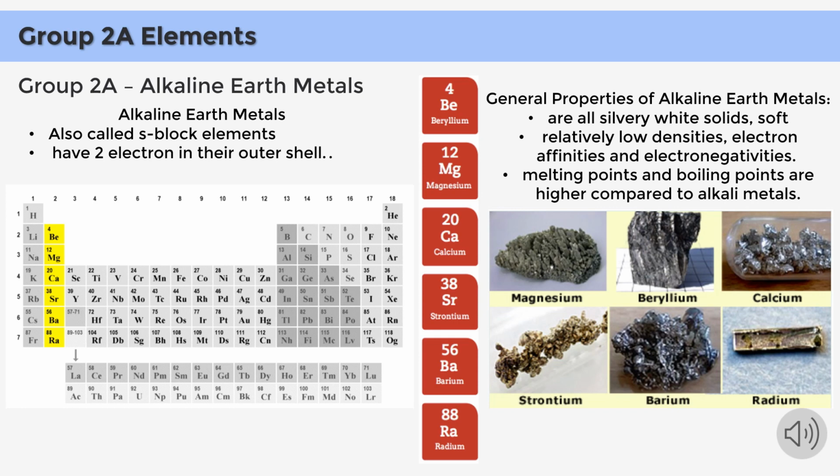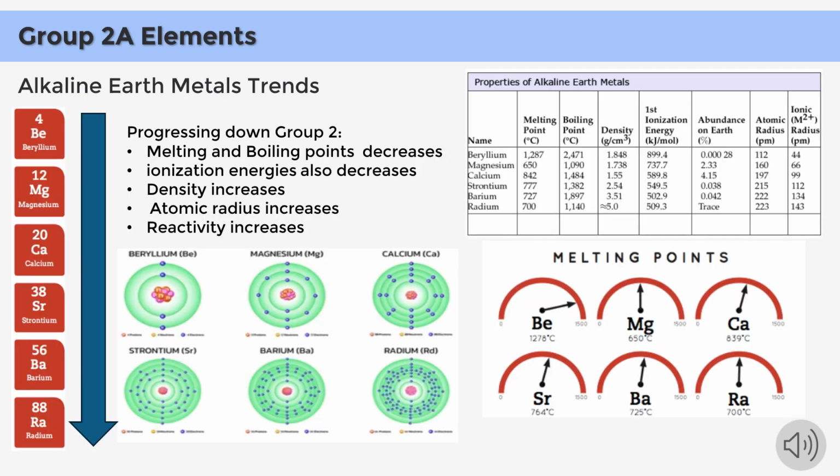They also have low densities, electron affinities, and electronegativities. But unlike alkali metals, they have higher melting and boiling points. Alkaline earth metals have the same strength as alkali metals. Now, progressing down the group, the melting and boiling points decrease, and ionization energies also decrease, while the densities, atomic radius, and reactivity increase down the group.